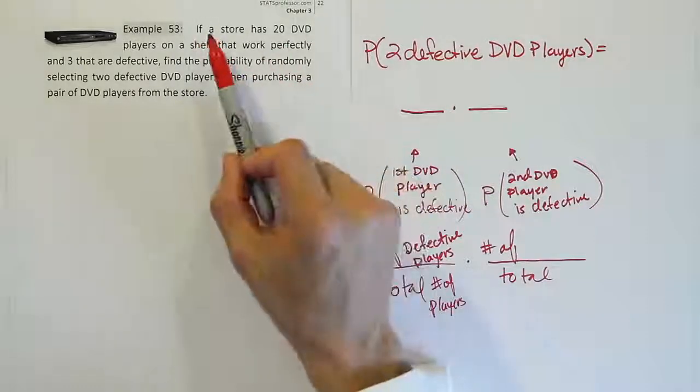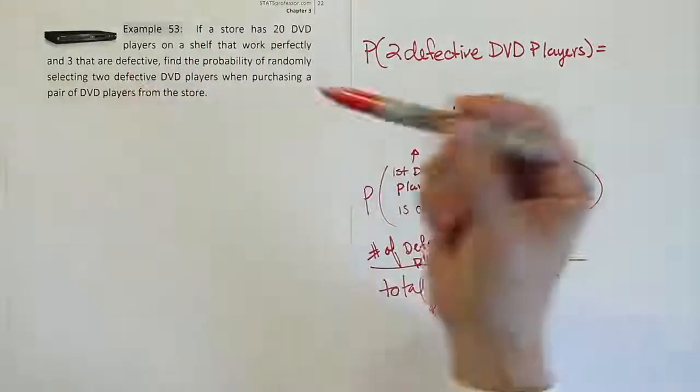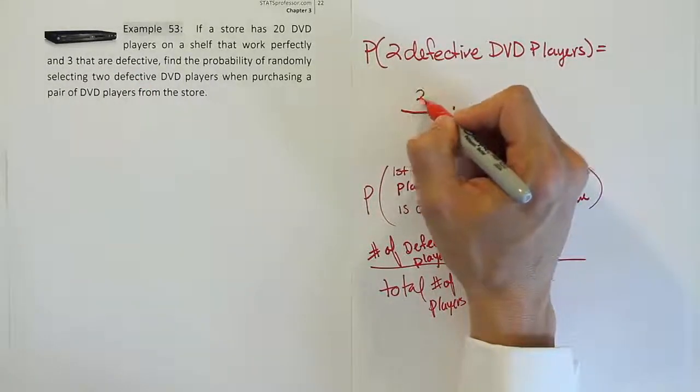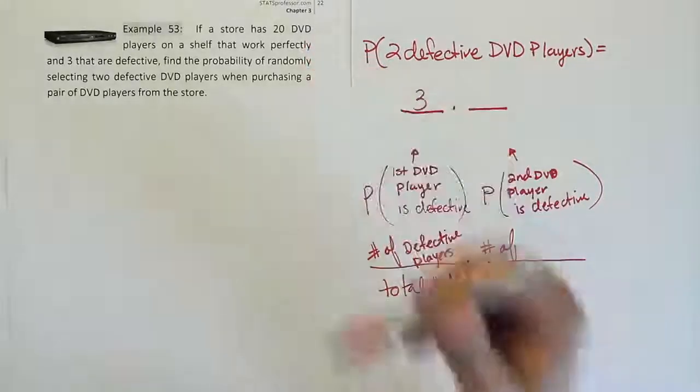It says, if a store has 20 DVD players on a shelf that work perfectly and 3 that are defective, so the number of defective players is 3. What is the total number of players? Don't make the mistake of saying it's 20.